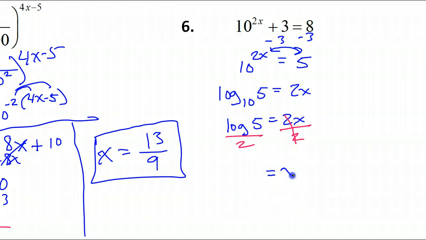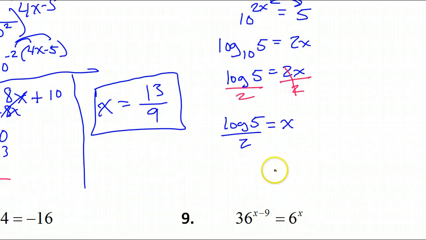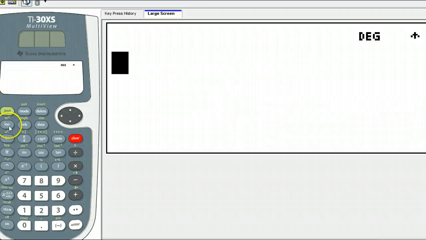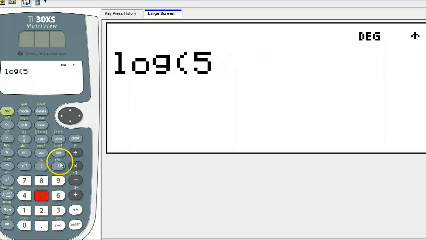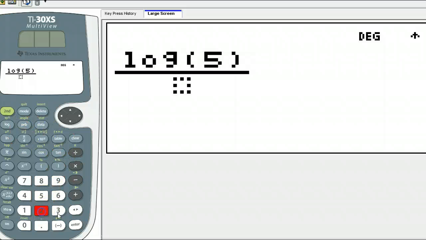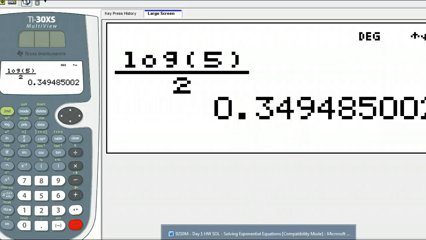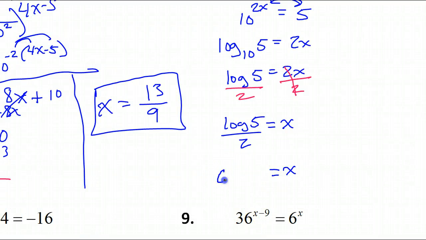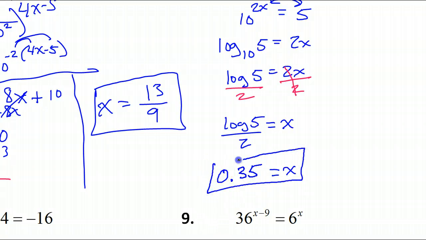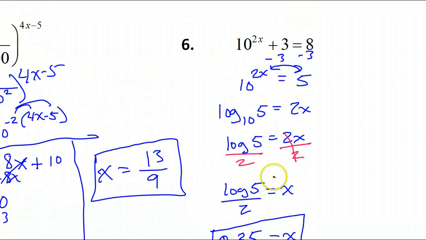All right, so that's it. X is equal to log 5 over 2. Now, we're supposed to go ahead and get a decimal, but we can just use the calculator. So log 5 over 2. All right, 0.35. So that's it for number 6.